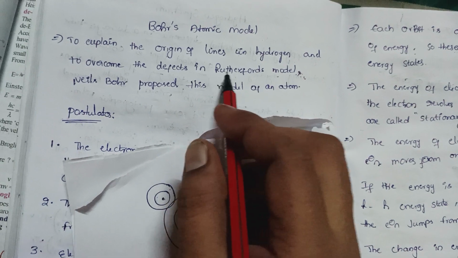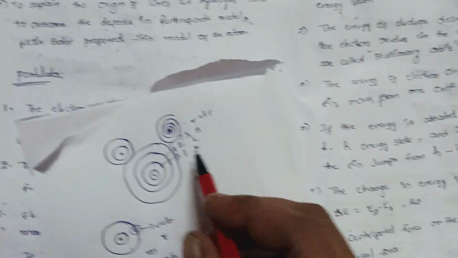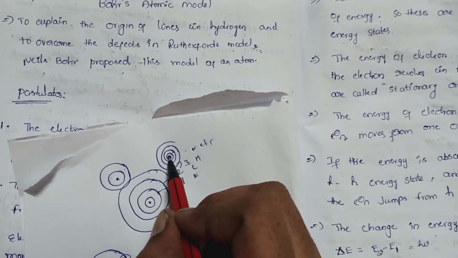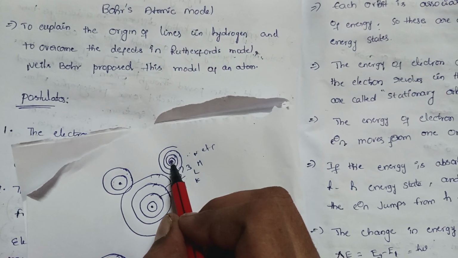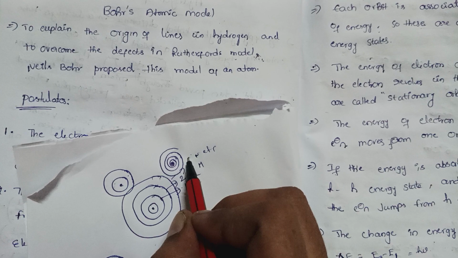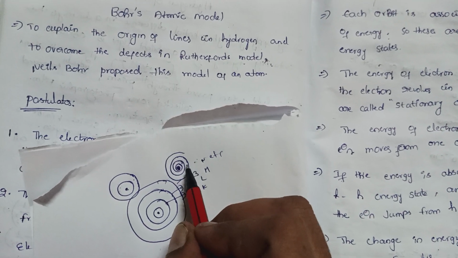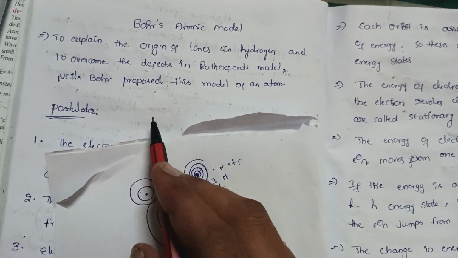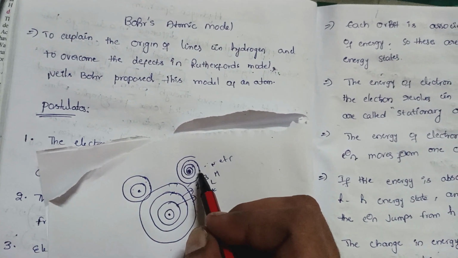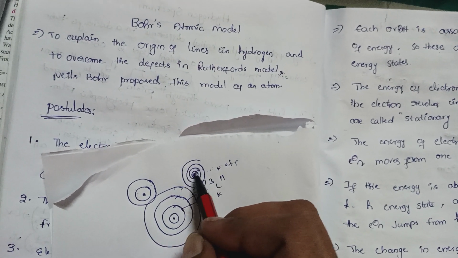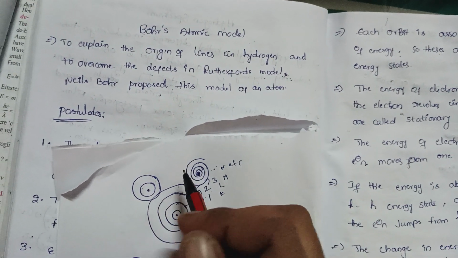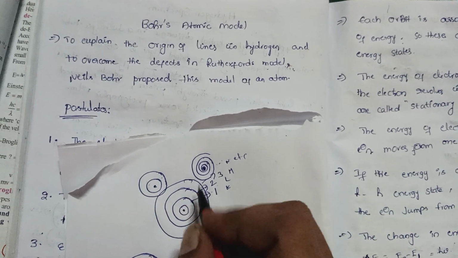The defect in Rutherford's model is that when the electron revolves around the nucleus in continuous motion, it should fall into the nucleus. But it is not happening. Why is it not happening? Rutherford couldn't explain. Later, Niels Bohr proposed this model to explain the drawback of Rutherford's model. For that, he gave some postulates.